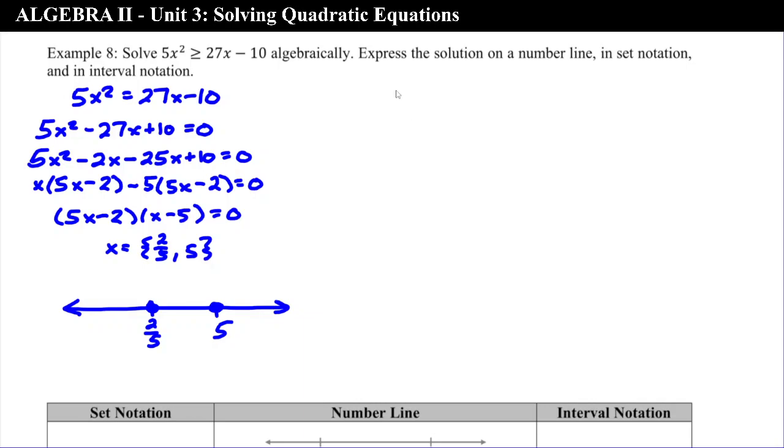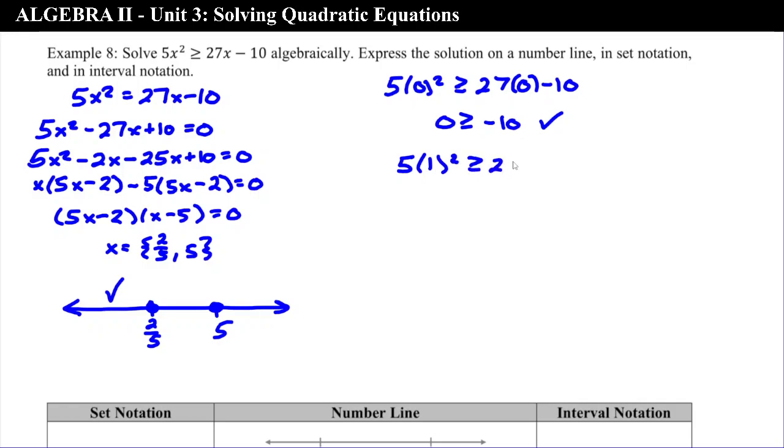So a number that's less than 2/5, well, let's go with 0. 5 times 0 squared is greater than or equal to 27 times 0 minus 10. So that gives us 0 is greater than or equal to -10. Well, that's true. And so this part of the graph is good. Now let's pick a number that's between 2/5 and 5. Well, how about 1? 1's easy enough to work with.